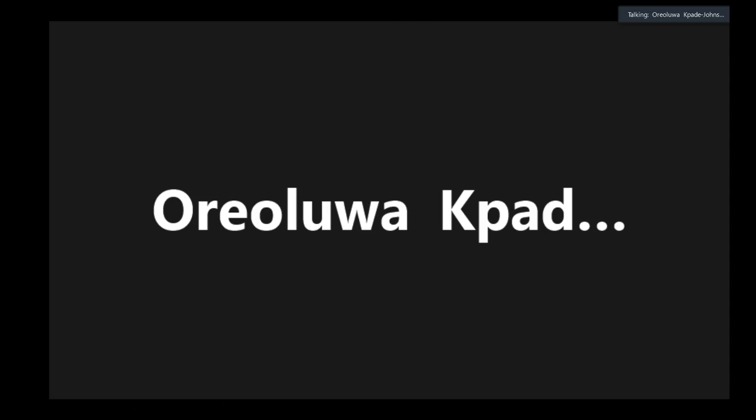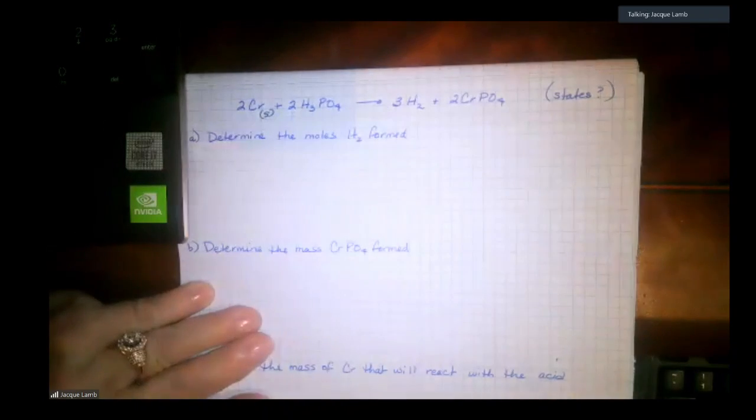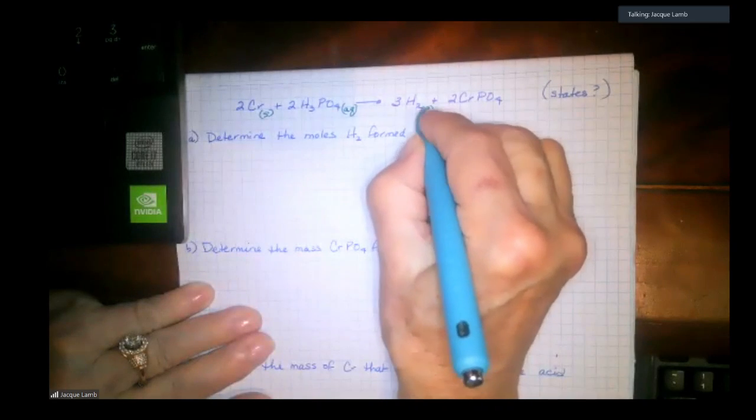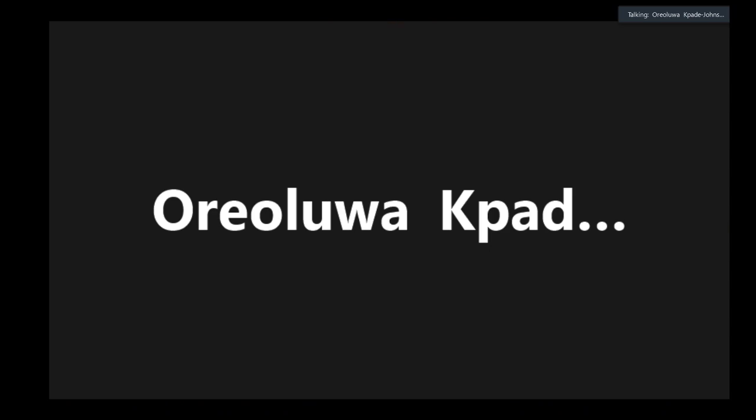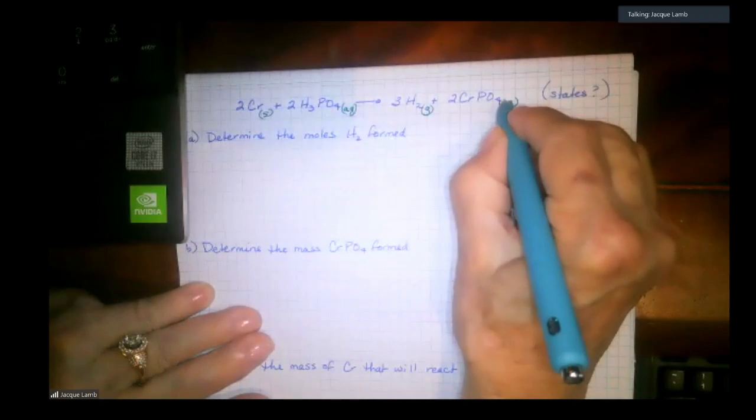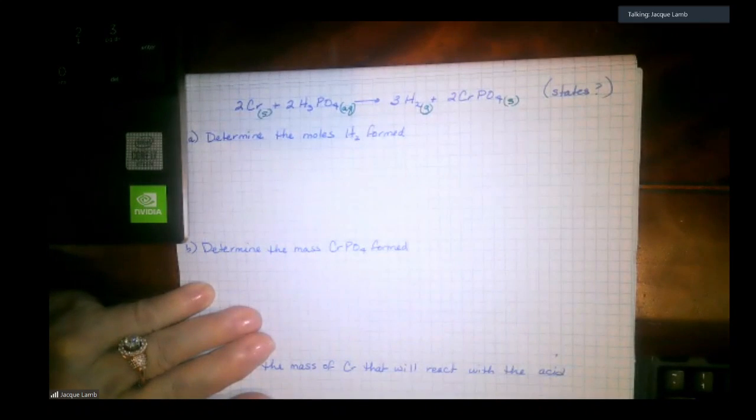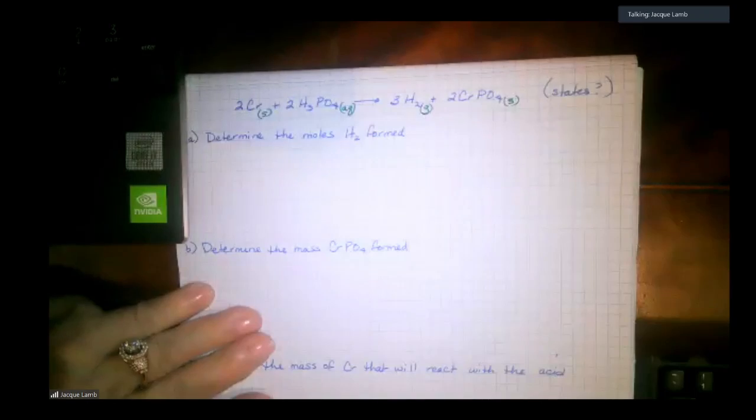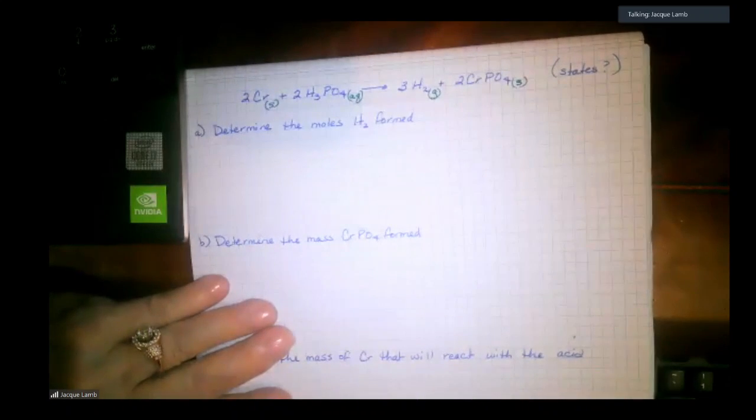The first one is solid. That's right. So chromium solid, it's the metal. Yep. The second one is aqueous. Yep. The other one is gas. Hydrogen is a gas. Yep. The last one is solid or aqueous. It is a solid. Absolutely. Phosphate salts are insoluble. All right. Good job, Oyaluwa. I know you've been practicing.